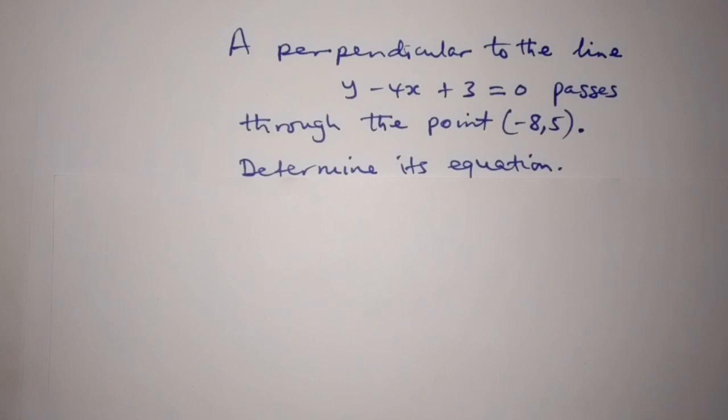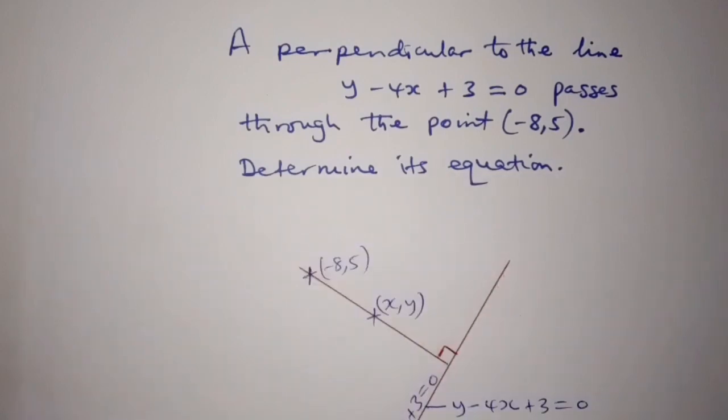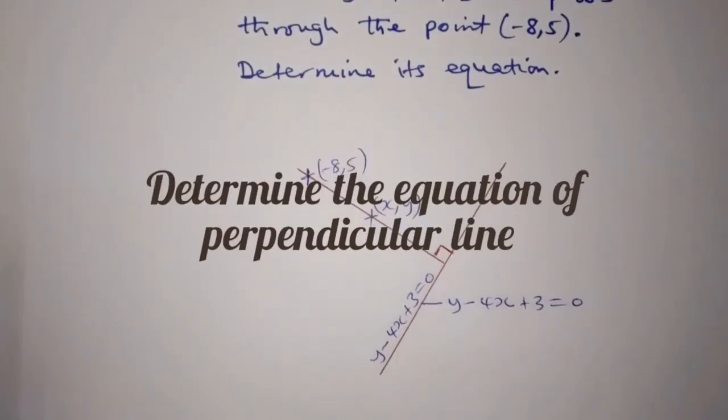...are perpendicular to the line y minus 4x plus 3 is equal to 0 passes through the point -8, 5. Determine its equation. How can we determine the equation of the line? So we can have a sketch like this one here.